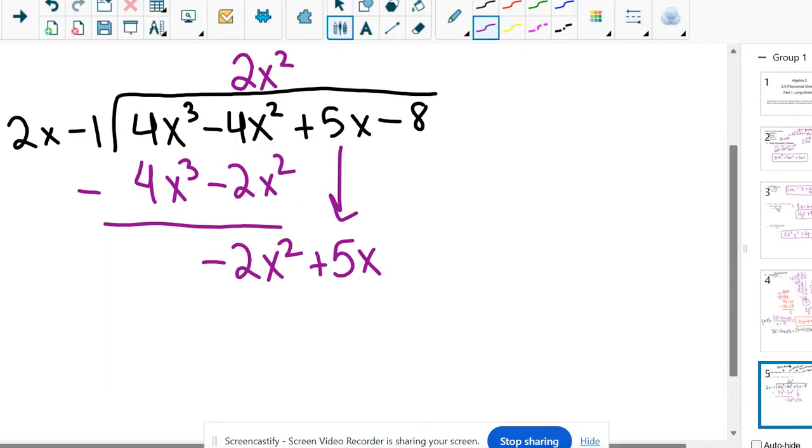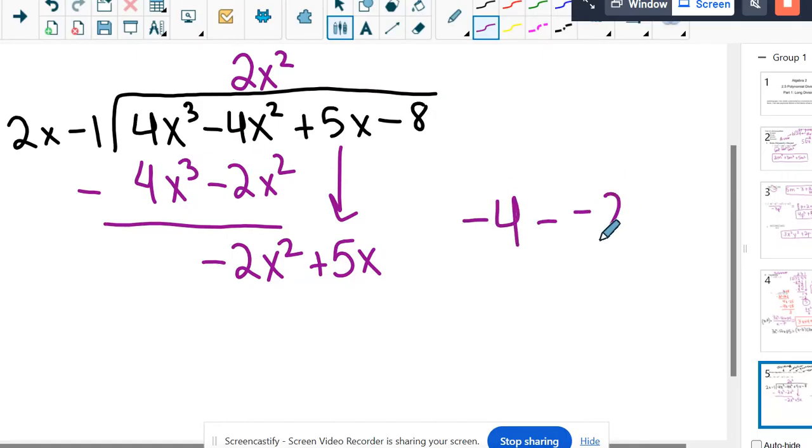If you have a question, raise your hand. You have a question about this part? Okay, look, negative 4x squared minus negative 2x squared is negative 2x squared. Negative 4 minus negative 2.